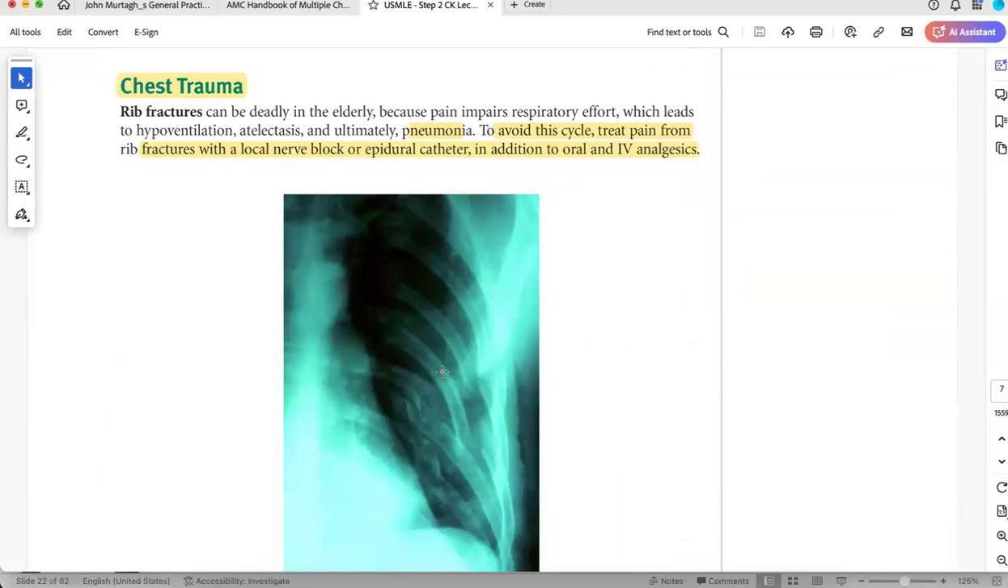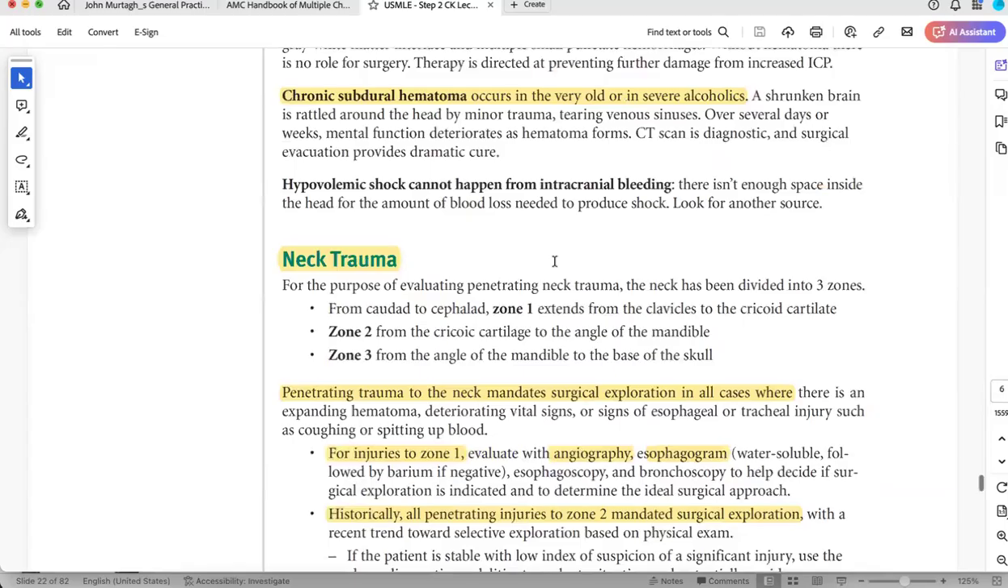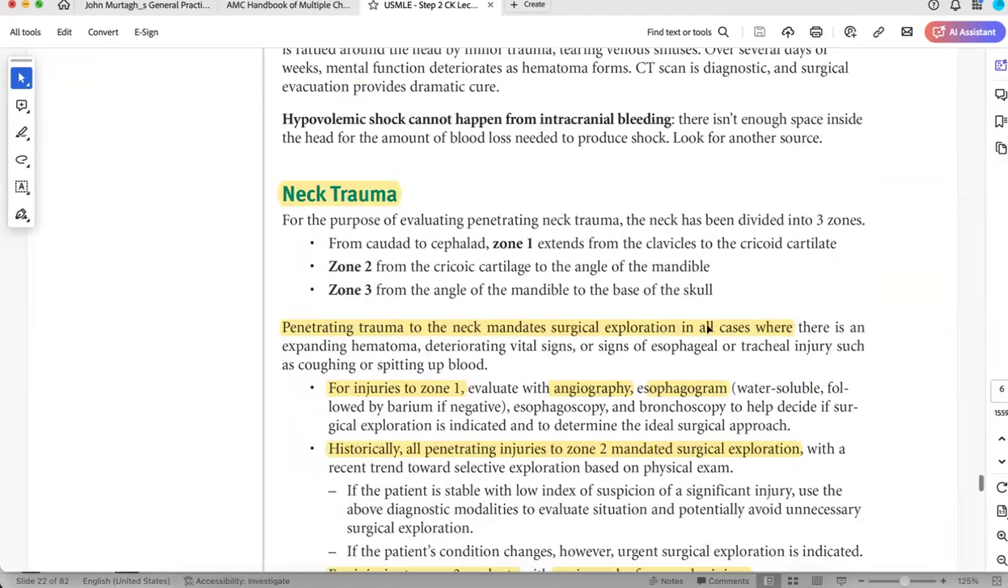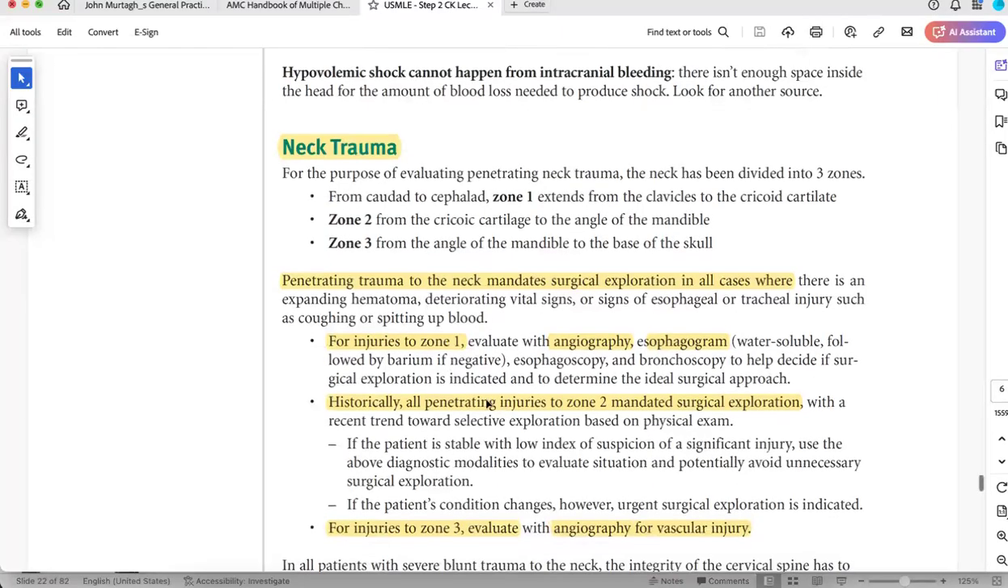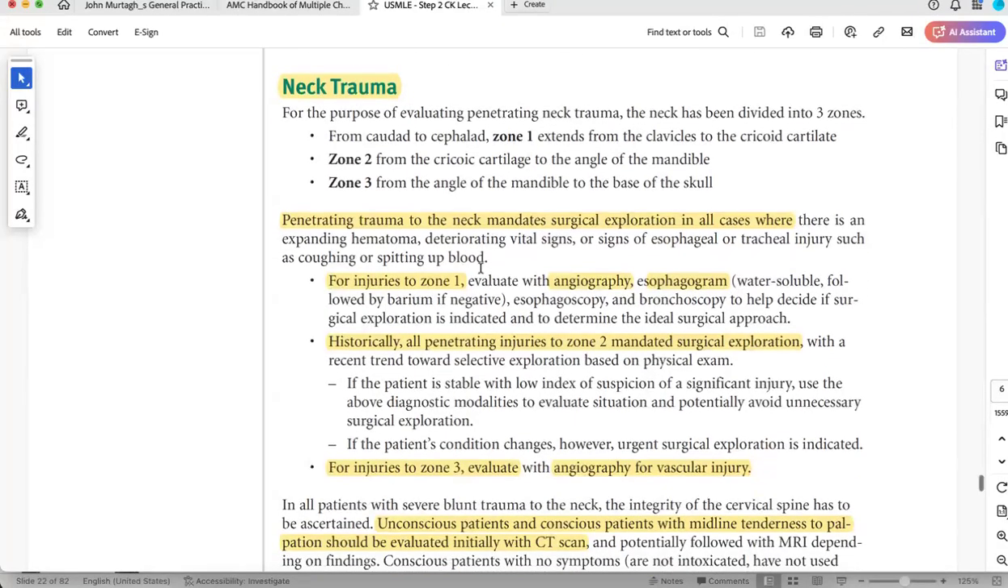So that's mainly all about neck trauma. So remember, in neck trauma, not every penetrating injury will require surgical exploration immediately. We talked about that. Penetrating trauma requires surgical exploration in all cases where there is expanding hematoma, deteriorating vital signs, or signs of esophageal or tracheal injury such as coughing or spitting up blood. That is the time where it doesn't matter where the injury is, the patient will need to go for surgical exploration. For other cases, zone by zone, we will manage accordingly.